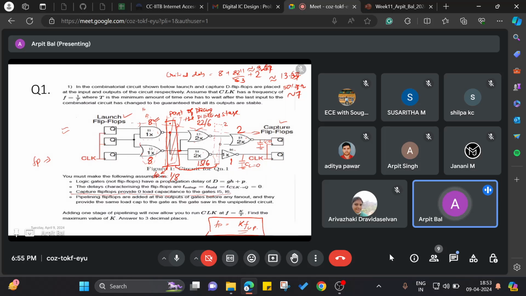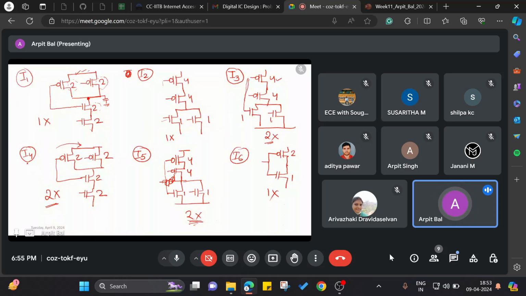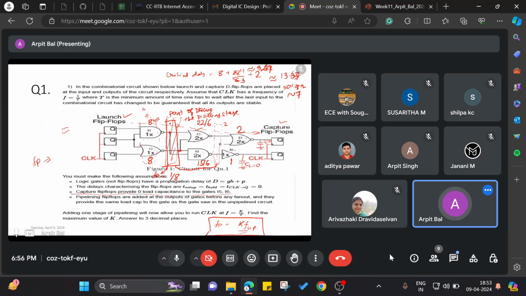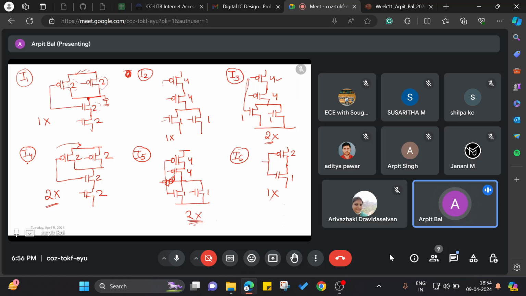For this reason we first need to compute the critical path, to figure out the critical delay, and the operating frequency in the unpipelined case first. For this, we first drew some reference diagrams. We have all the gates marked I1, I2, I3, I4, I5, I6, and we have information given that the I5 and I6 gates see load capacitance as 0. That information we will use, but first we draw these reference diagrams for our convenience.